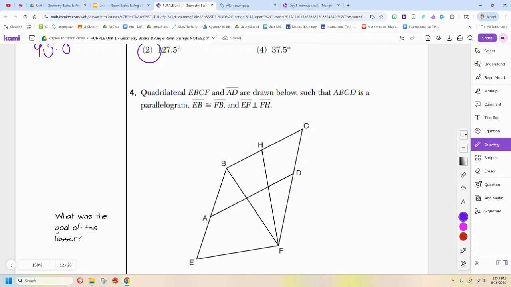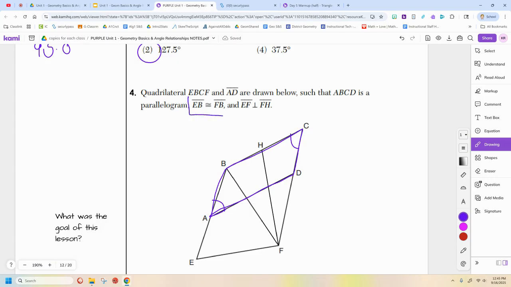Quadrilateral E, B, C, F, and A, D are drawn below such that A, B, C, D is a parallelogram. So this guy right here, A, B, C, D is a parallelogram. That's actually good news because that means angle A is equal to angle C, right? Okay. Let's keep reading.